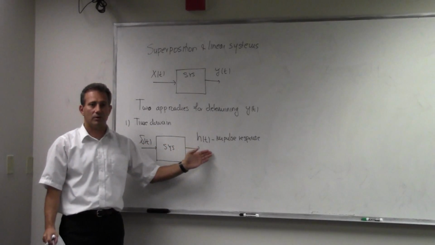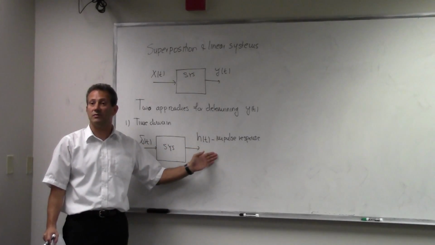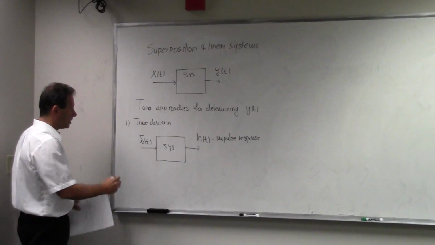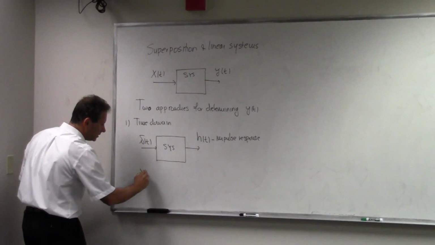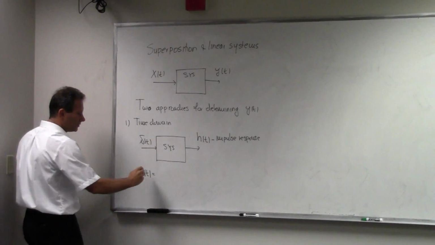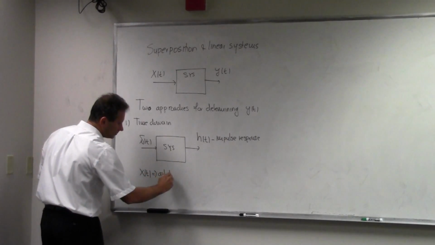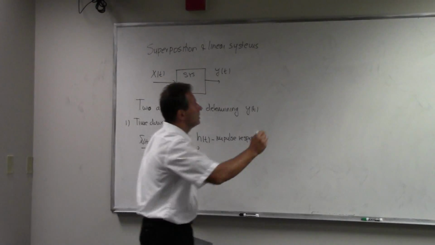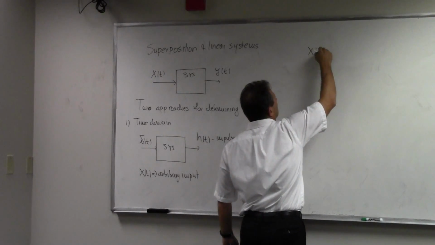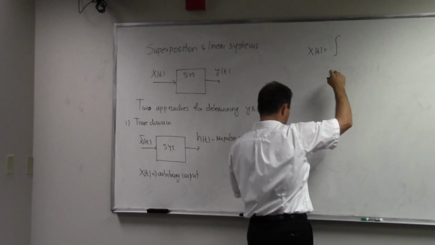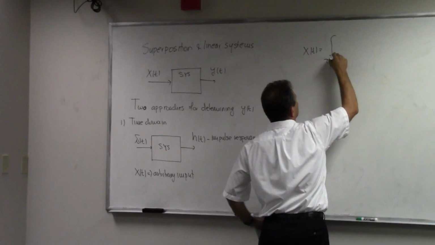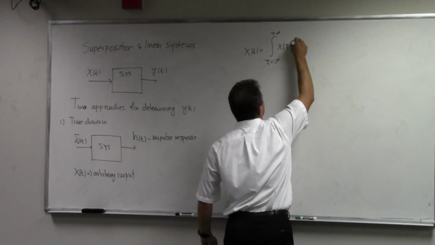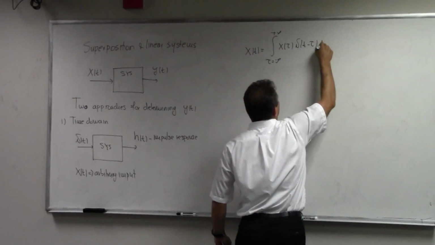And then I'm going to observe what comes out as an impulse response, as a response of this system to this delta of t. We know from the shifting property of the delta function that x of t, now this is x of t, any arbitrary input, can be seen as an integral where tau goes from minus infinity to plus infinity, x of tau times delta of t minus tau d tau.